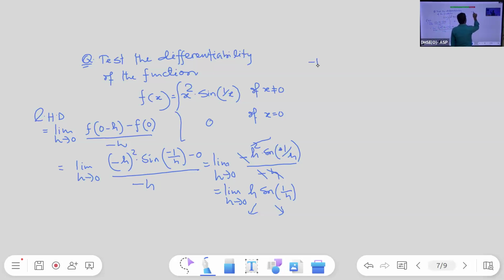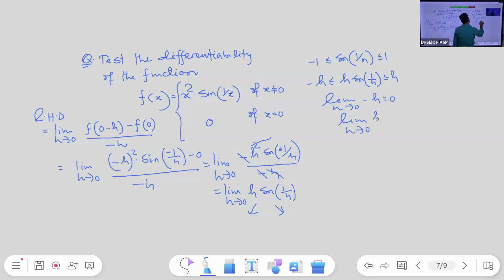By the sandwich theorem, minus 1 is less than or equal to sine of 1 upon h, which is less than or equal to 1. Now multiply h to both sides: minus h is less than or equal to h sine 1 upon h, which is less than or equal to h. The limit as h approaches 0 of minus h is 0, and the limit as h approaches 0 of h is 0. Hence by the sandwich theorem, the intermediate function will approach 0.